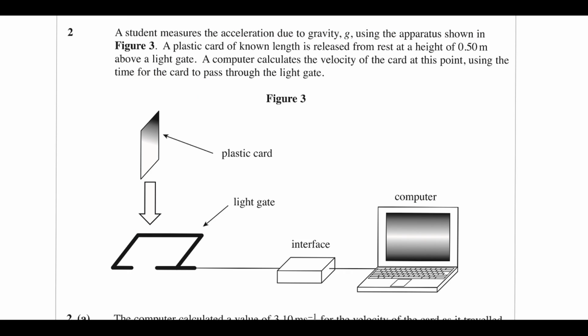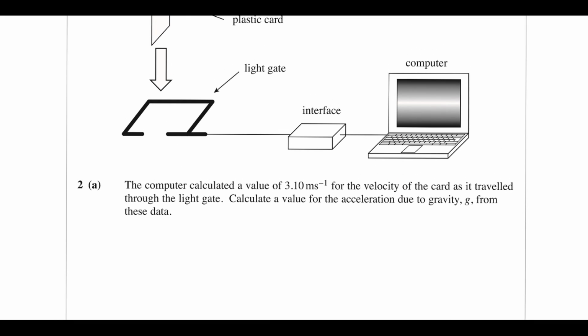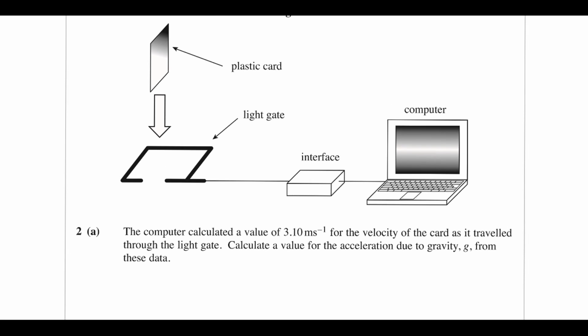Let's move on quickly. Okay, so a student measures the acceleration due to gravity using the apparatus shown in the diagram. So we've got a light gate, a card, and that's all connected up to a computer. So we know the length of the card, and it's dropped from 0.5 meters above the light gate, and the computer calculates velocity using the time taken for the card to pass through the light gate. Seems fair enough. Okay, the computer calculated a value of 3.1 meters per second as it traveled through the light gate. Calculate a value for the acceleration due to gravity from these data.